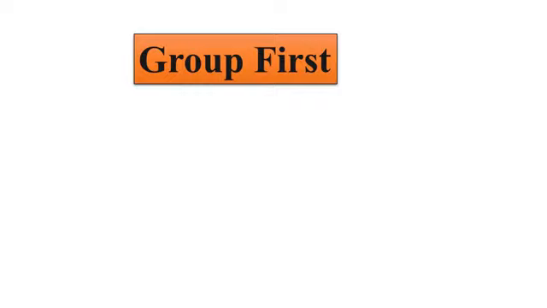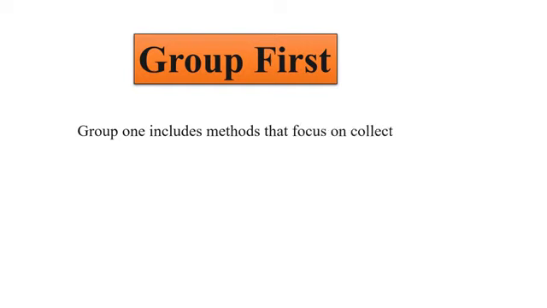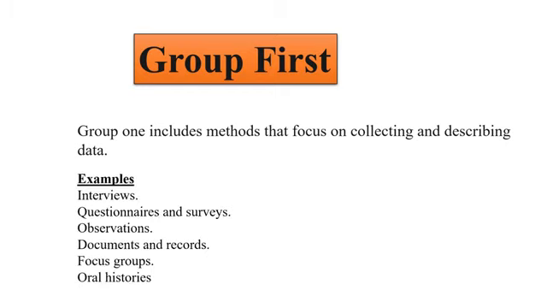Group one includes methods that focus on collecting and describing data. That is, the group discussing methods that are only concerned with data collection and describing data. For example, interviews, questionnaires and surveys, observations, documents and records, focus groups, and oral histories. These are the examples of group one.